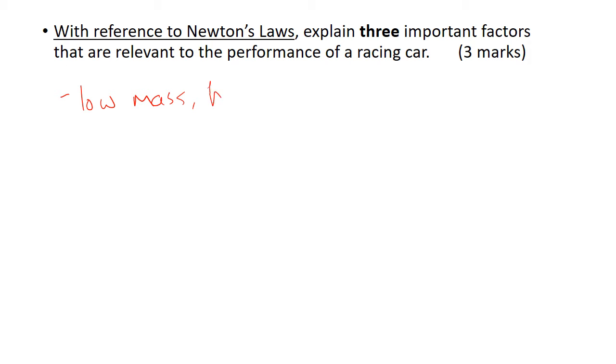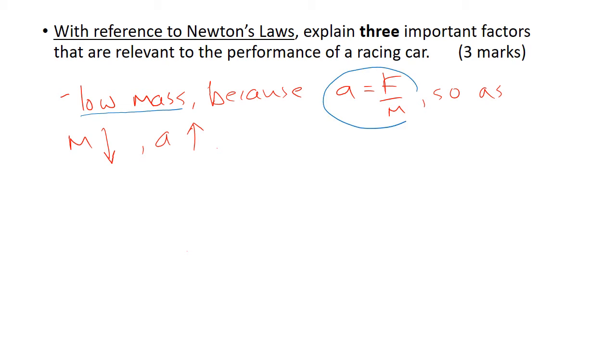because we know that acceleration is force over mass. So as mass decreases, the acceleration increases. So this describes something about the car. So we described that we have low mass. It relates it to Newton's second law, and it explains that relationship.